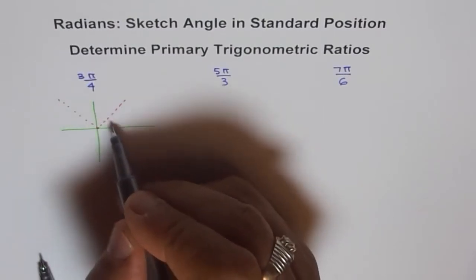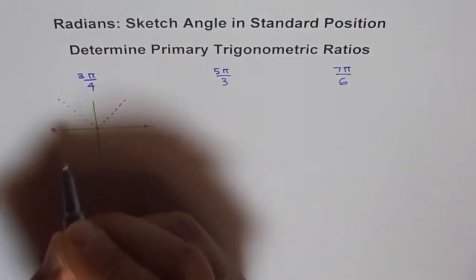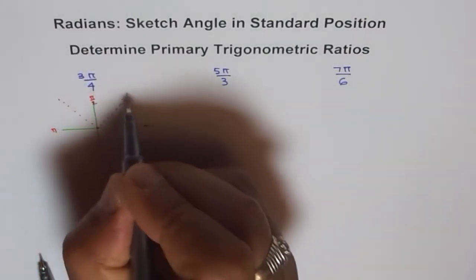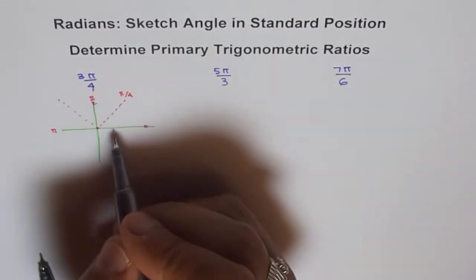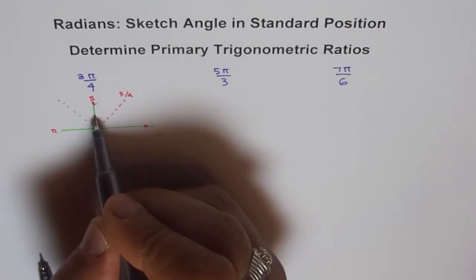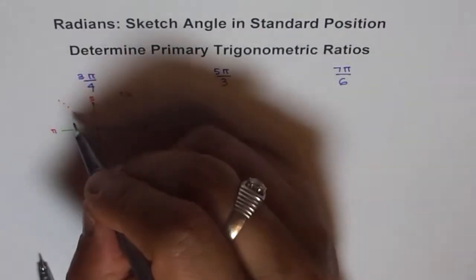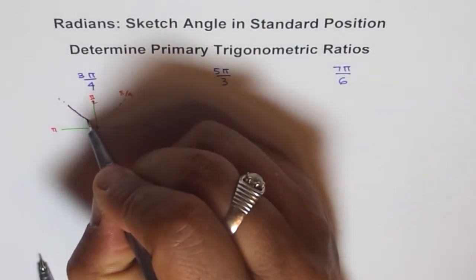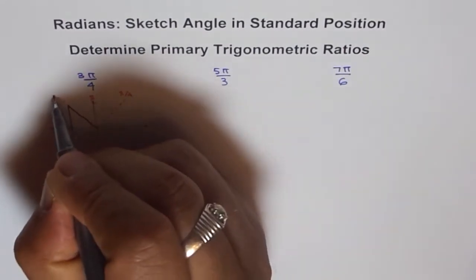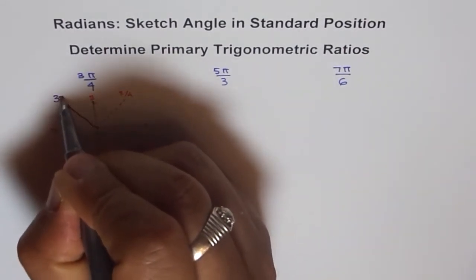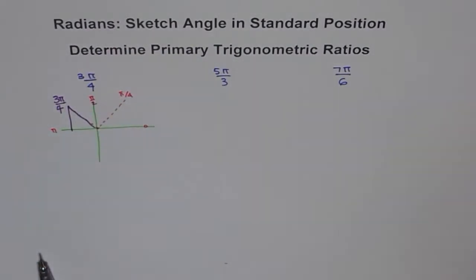This is 0, this is pi, this is pi by 2, and this is half of that, pi by 4. 3 pi by 4 means 1 pi by 4, 2 pi by 4 and 3 pi by 4. Correct. So that is our 3 pi by 4. This is the triangle, and this is 3 pi by 4. That's the first part, to sketch the angle 3 pi by 4.